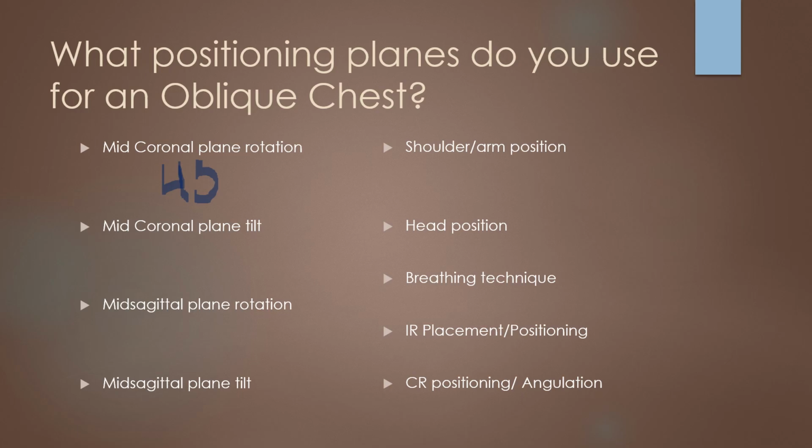With our mid-coronal plane, we still want to make sure that we don't have mid-coronal plane tilt. So in this case, we want that mid-coronal plane to be vertical. It's a little bit harder to describe in this position, but we want them vertical and upright. Mid-sagittal plane rotation, if our mid-coronal is at 45, our mid-sagittal is at 45 as well. And then our mid-sagittal tilt, this is the one that would have the patient leaning toward or away from the board. And so we want to make sure that the mid-sagittal plane is equidistant from the image receptor.